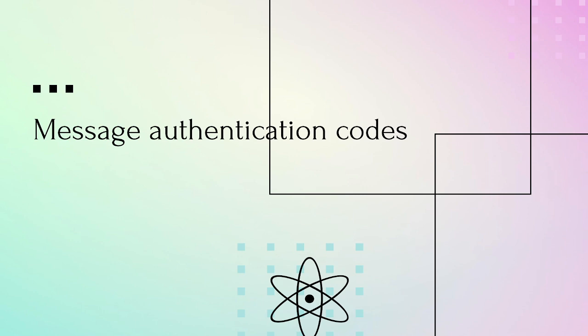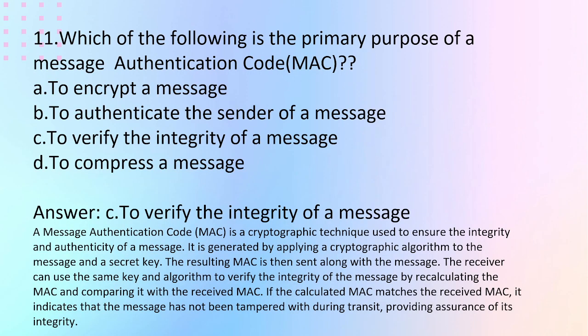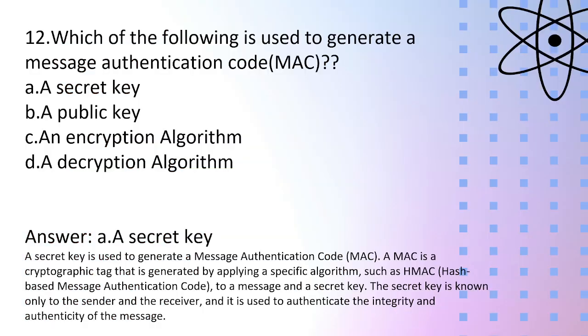Next topic, message authentication codes. Which of the following is the primary purpose of a message authentication code? And the answer is to verify the integrity of a message, because a message authentication code is a cryptographic technique used to ensure the integrity and authenticity of a message. It is generated by applying a cryptographic algorithm to a message and a secret key. So the answer is to verify the integrity of a message.